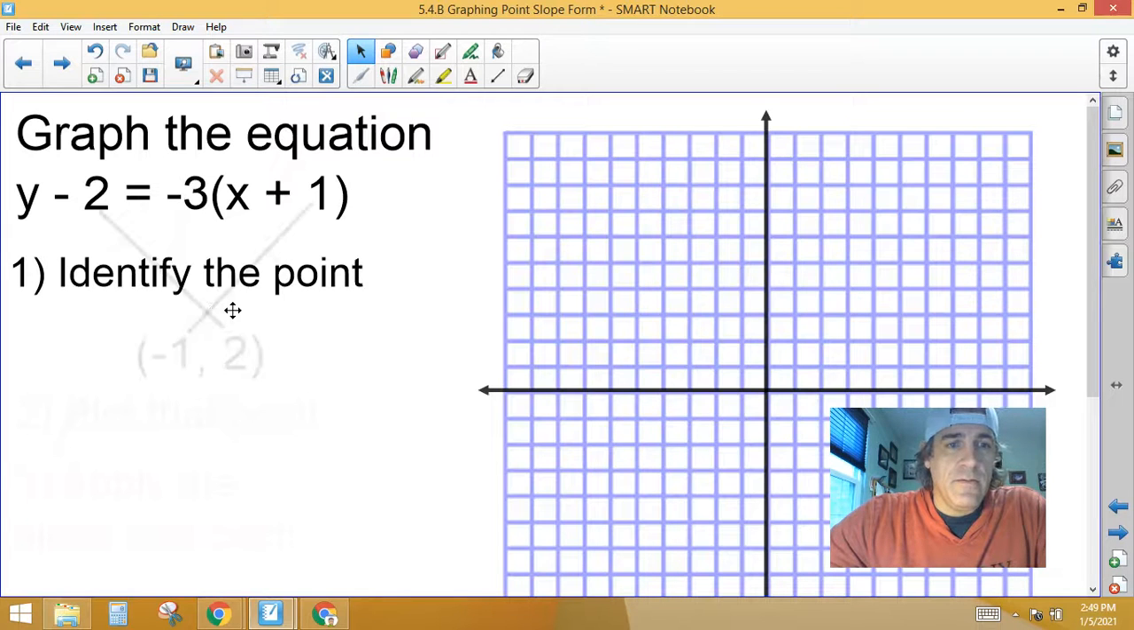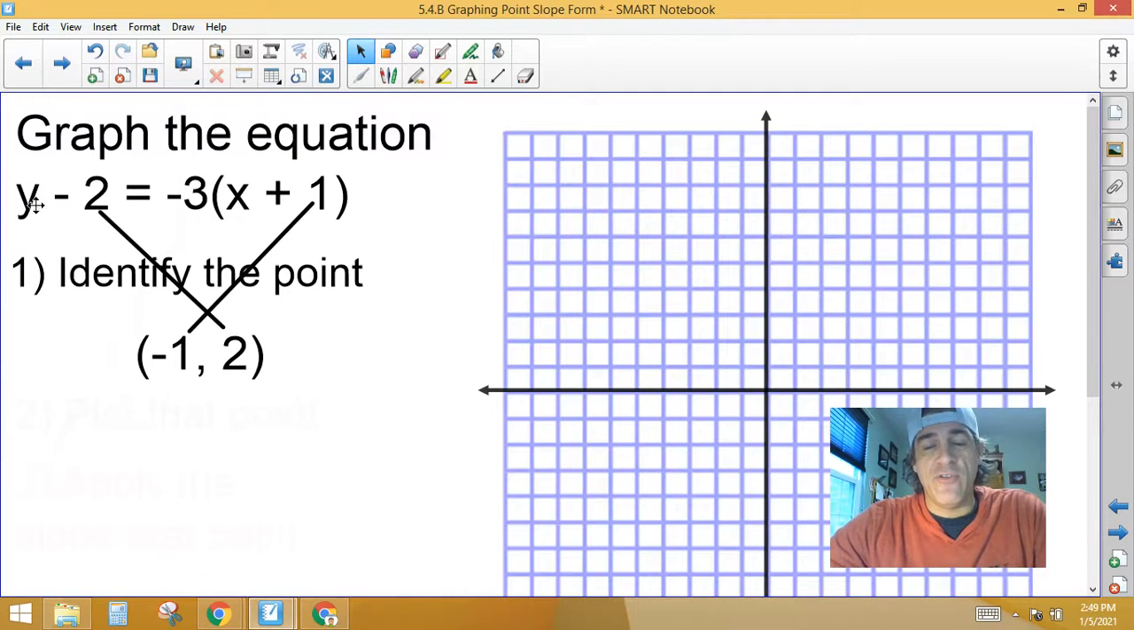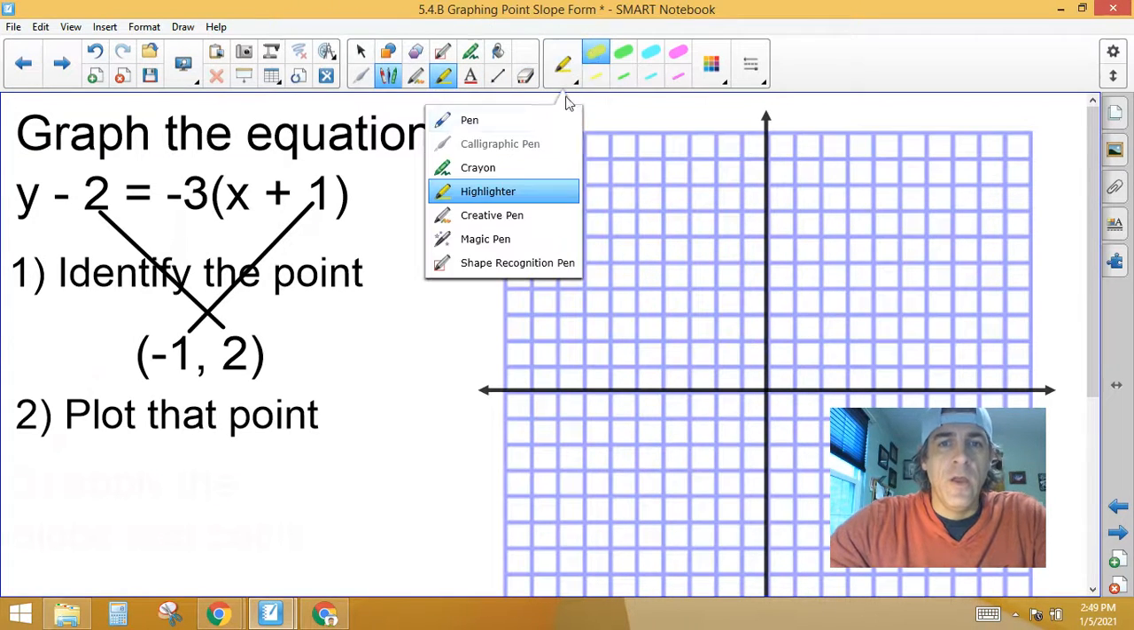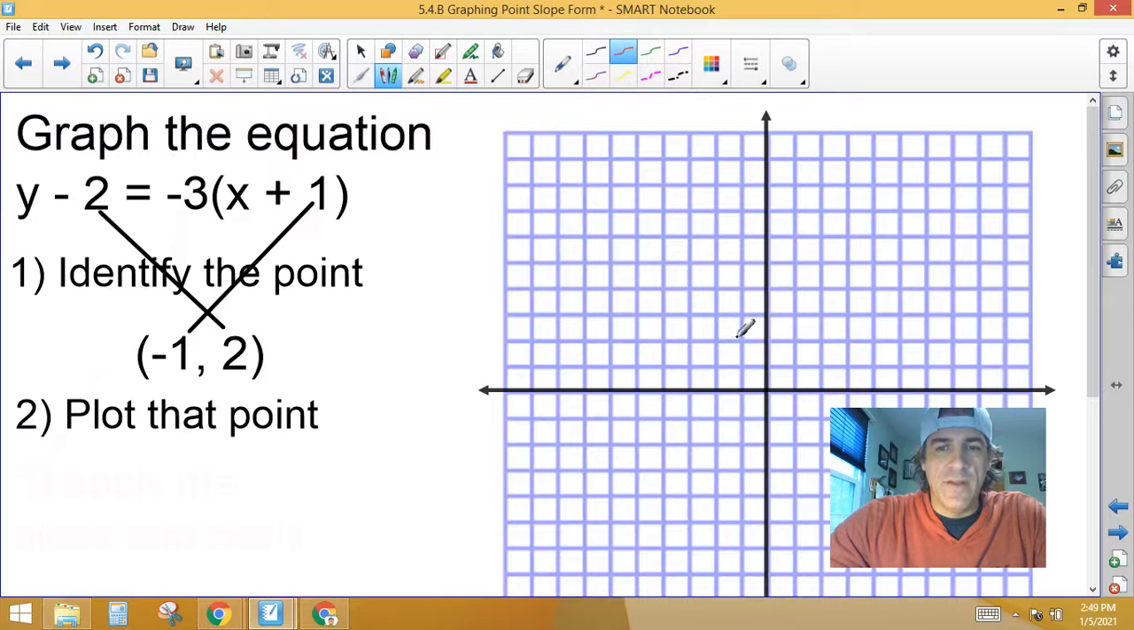Let's see. The x value, since it's plus 1 in the equation, is negative 1. The y value, since it's minus 2, is a positive 2. So what we're going to do is plot that point at negative 1, 2. Oh, that's a highlighter. Don't want to do that. Well, I could, but it'd be hard to see. Negative 1, 2. There's my first point.